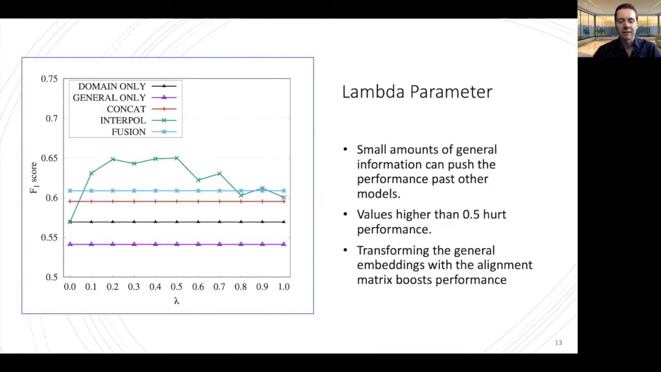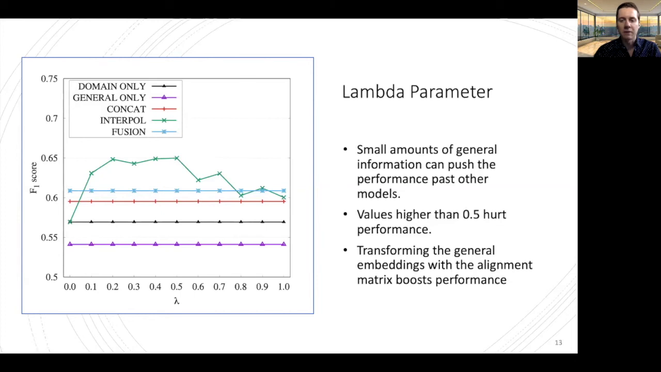on the x-axis we have different settings for lambda, whereas on the y-axis we have different F1 scores, and we compare all the methods that we saw previously. Since the lambda parameter only influences the interpol method, you can see that the performance for all other methods is steady, whereas for the interpol, we see different values for each setting of lambda.